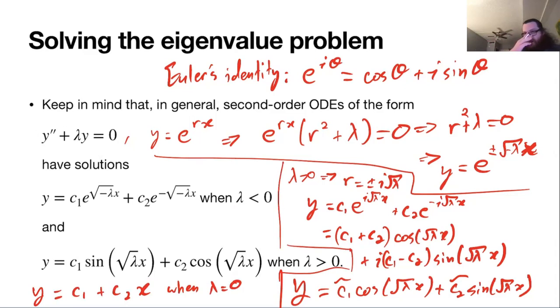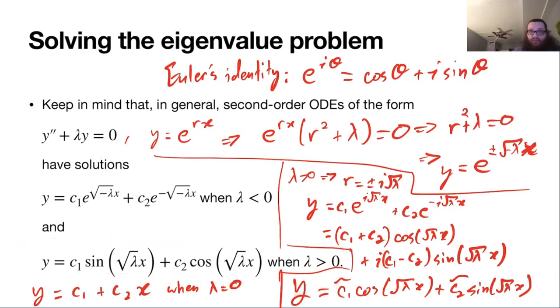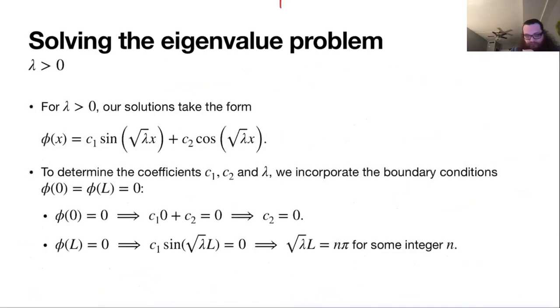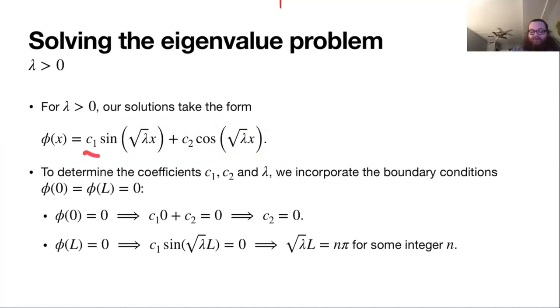So now let's go through the analysis. Let's look at each case. Let's use these template solutions and then just see what's possible with lambda and phi. Okay, so for lambda positive, we know our solutions look like this. And now the question is, for solutions that look like this, what are the possibilities for C1 and lambda? As I mentioned, to do that, we plug in the boundary conditions.